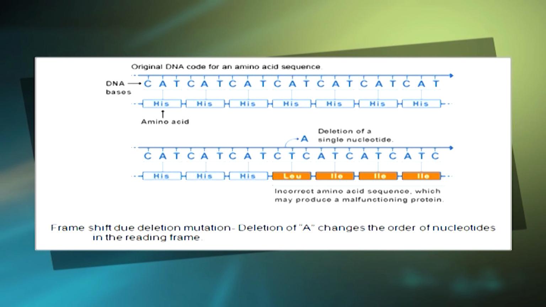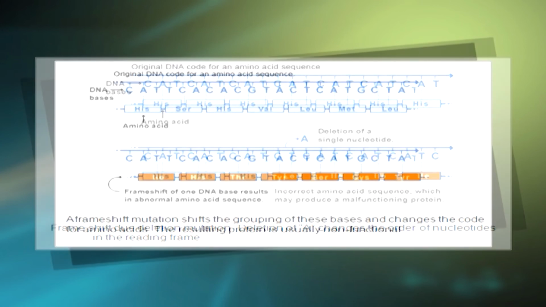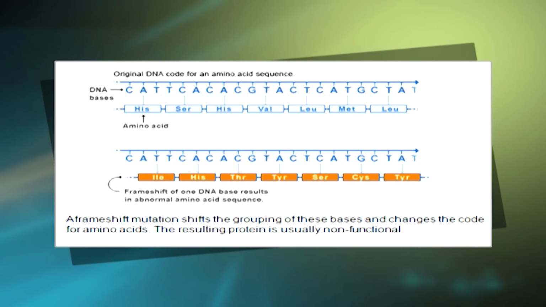Deletion of A changes the order of nucleotides in the reading frame. In this figure, you can see a frameshift mutation shifts the grouping of these bases and changes the code for amino acids. The resulting protein is usually non-functional. In general, the proteins and enzymes produced by frameshift mutations are non-functional. Hence, frameshift mutations are more deleterious than substitution mutations, other than nonsense mutations.